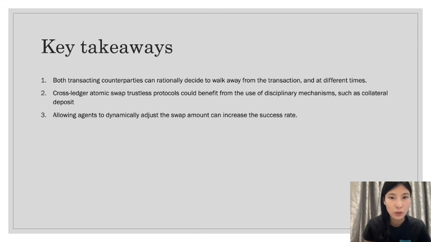Well, to the best of our knowledge, we are the first to demonstrate that both transacting counterparties can rationally decide to withdraw from the game or continue with the game at different times, whereas prior studies only considered the possibility that Alice might withdraw from the game at the very end, deciding not to reveal the secret. But we show that Bob has the power to walk away as well. With our two extensions, we show that cross-ledger swaps can benefit from use of disciplinary mechanisms, such as collateral deposit. We also show that allowing agents to dynamically adjust their swap amount can actually increase the success rate.